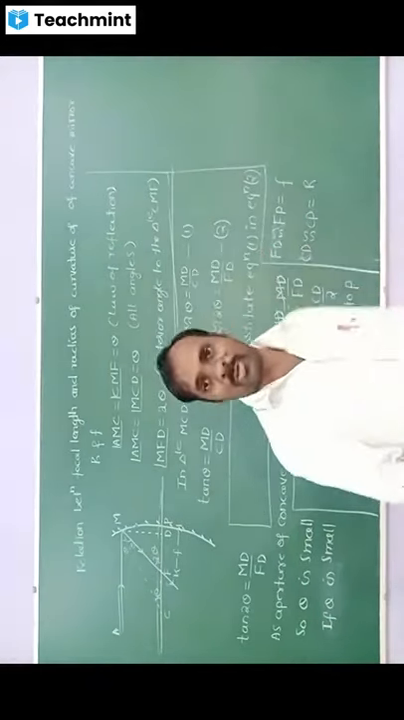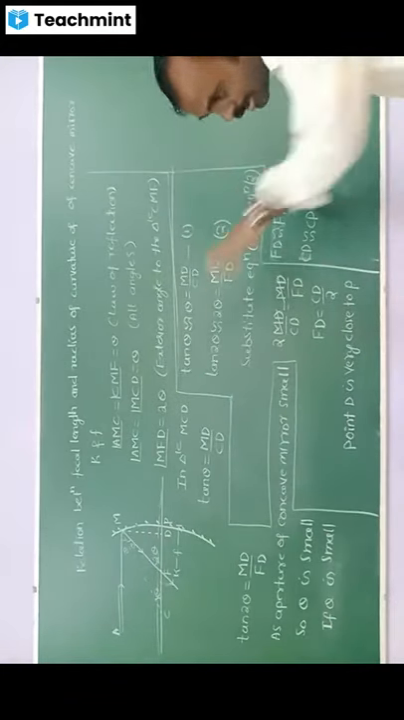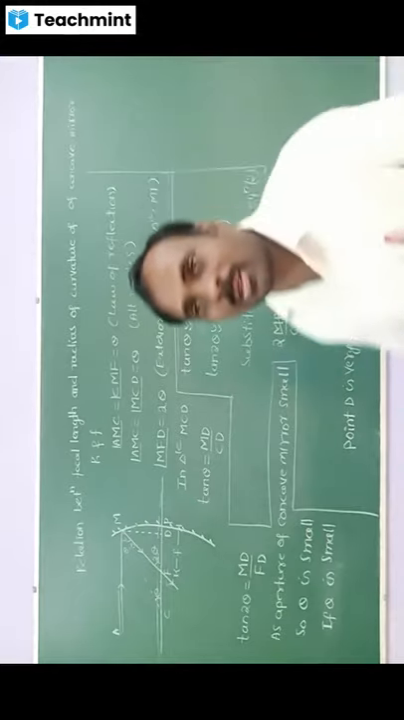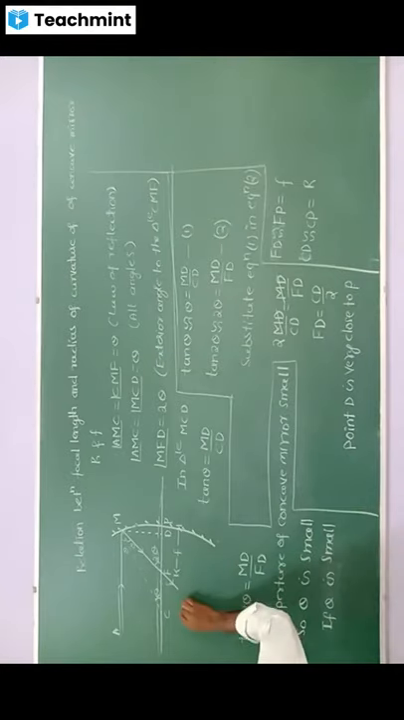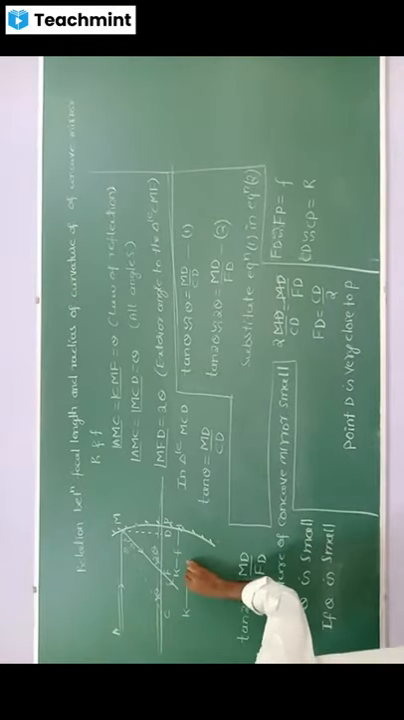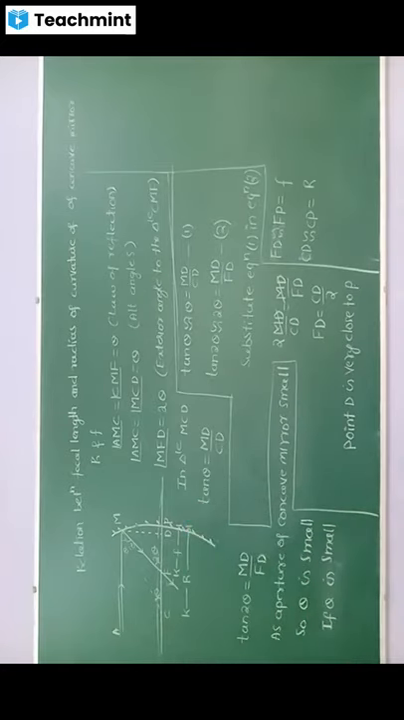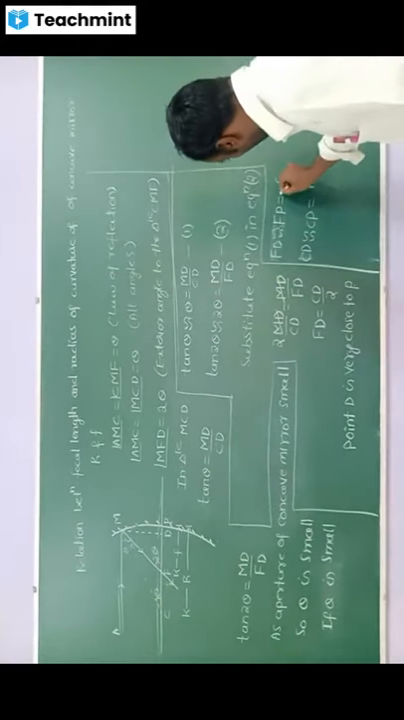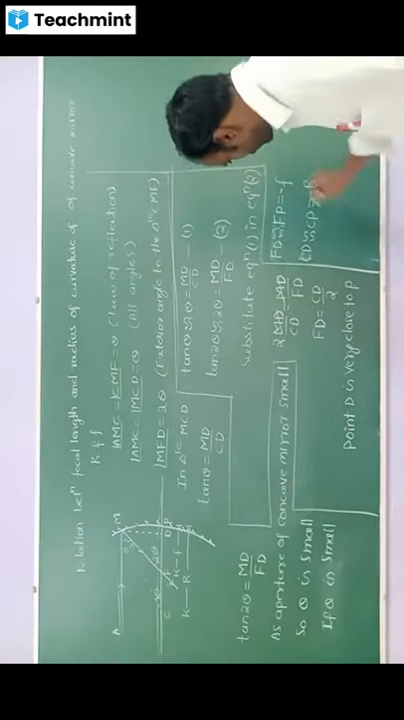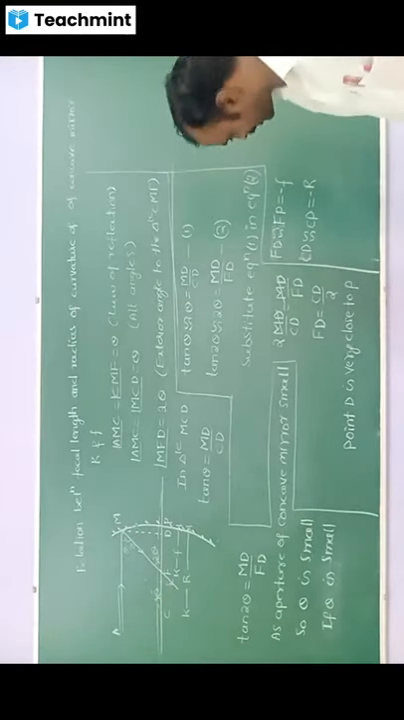Now use the sign convention. Is this small f positive or negative? Negative. And the distance of C from P is equal to R. Is this positive or negative? Negative. F is negative, focal length is negative, and the radius of curvature is also negative.